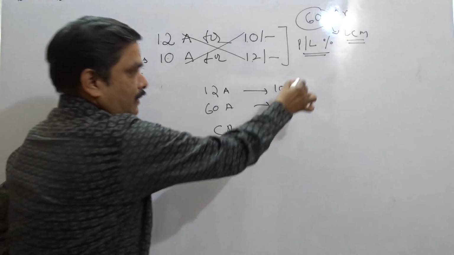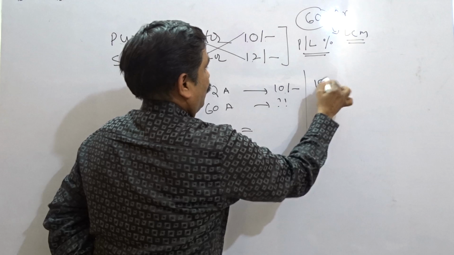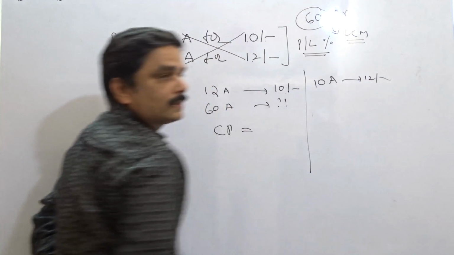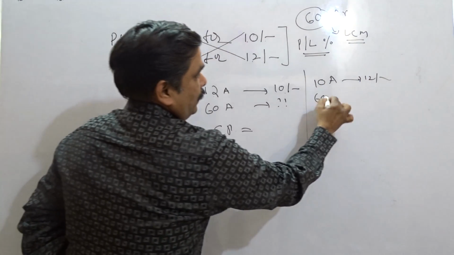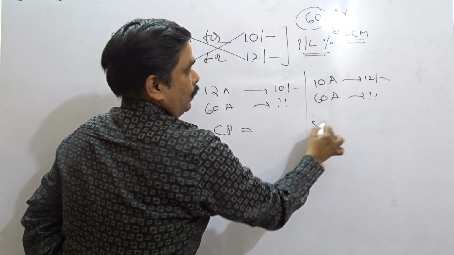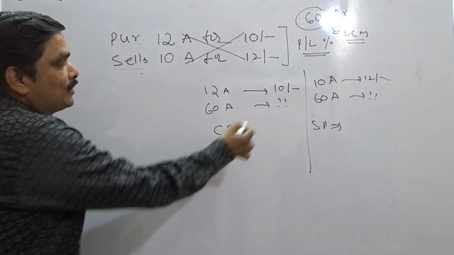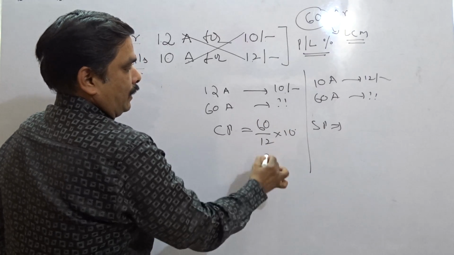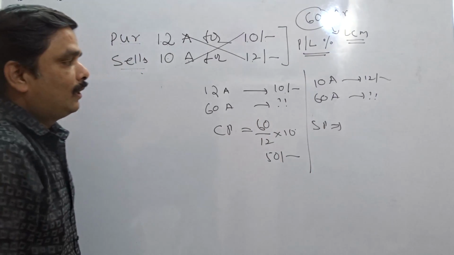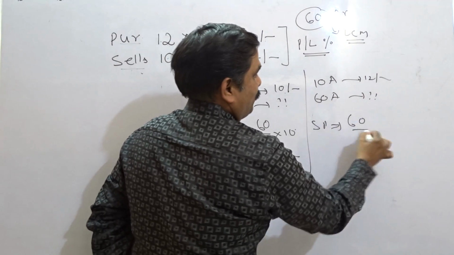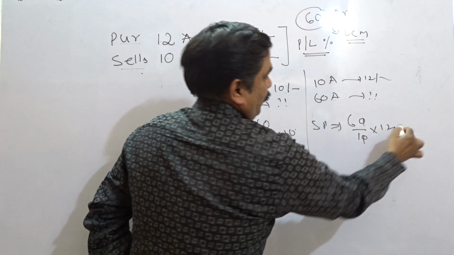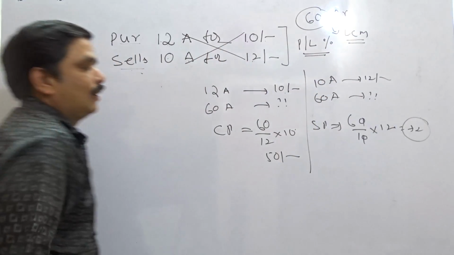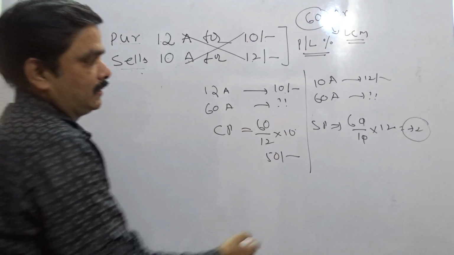Alright. Then in a similar way, 10 articles are sold for 12 rupees. Now 60 articles are sold for how many rupees? You will get the selling price. What's the cost price in this way? Cost price is 60 by 12 into 10. Now it is 50 rupees. Now what's the selling price here? 60 by 10 into 12 here. It is 72 rupees. Now take that one, that is 12 rupees is the difference.